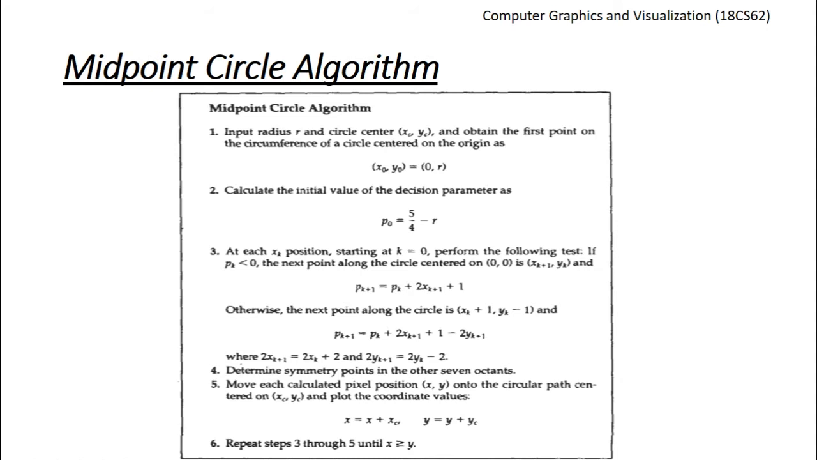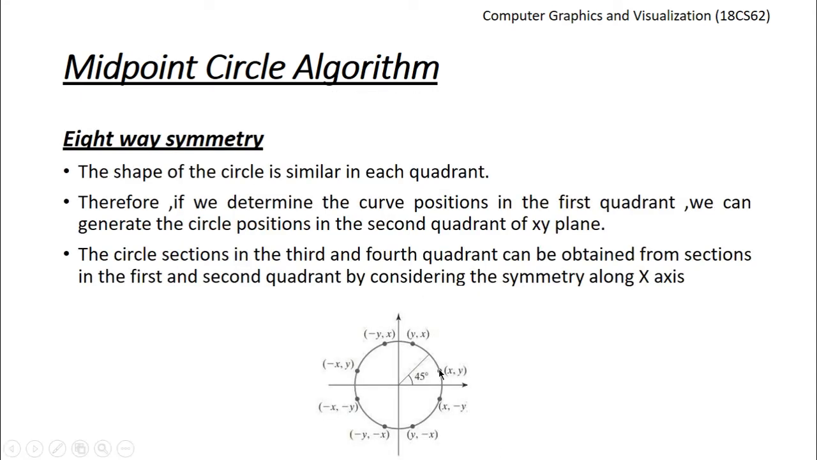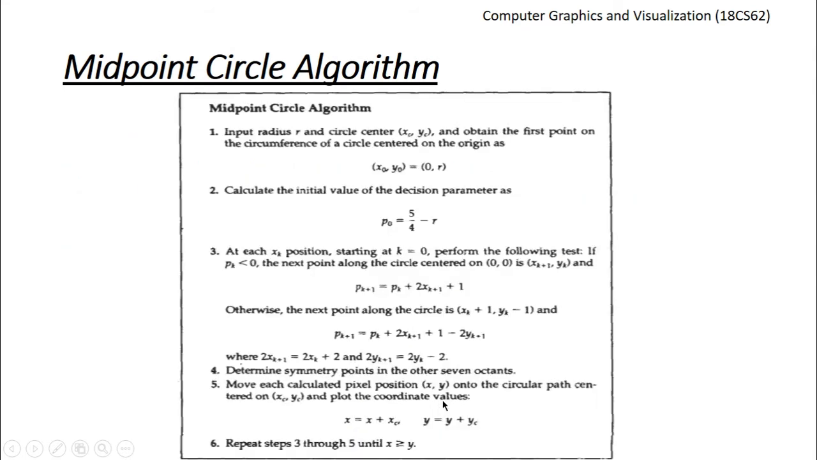Step number 4 specifies we need to determine the symmetry points in the other 7 octants. That is what we just discussed here. Suppose we have found one point here, (x, y). Using this x and y value, we can use this 8-way symmetry principle of the circle to determine the 7 other points in the other 7 octants. We are going to compute the points for only one octant, and we are going to use the symmetry of the circle to find the 7 other points in the other 7 octants. That is step number 4.